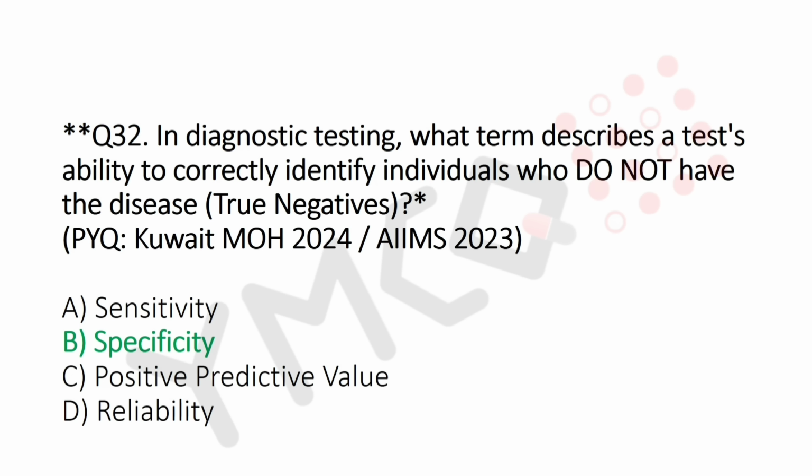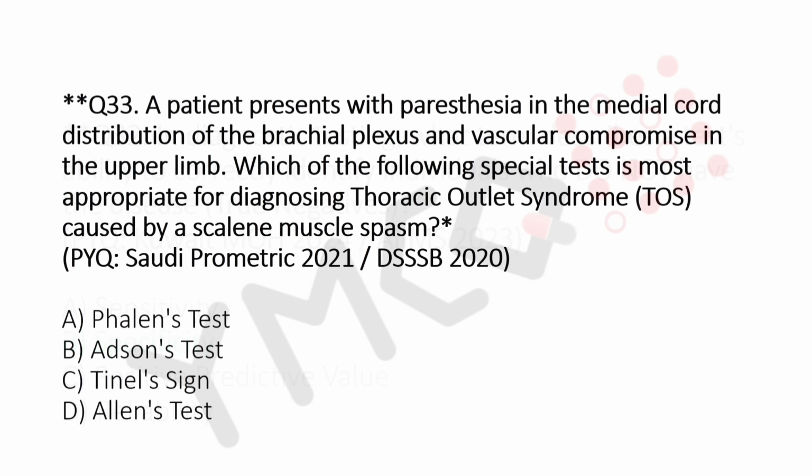And the answer is option B, specificity. Specificity looks at the true negatives. A highly specific test means if the patient tests positive, you can be sure they actually have the disease. Okay.